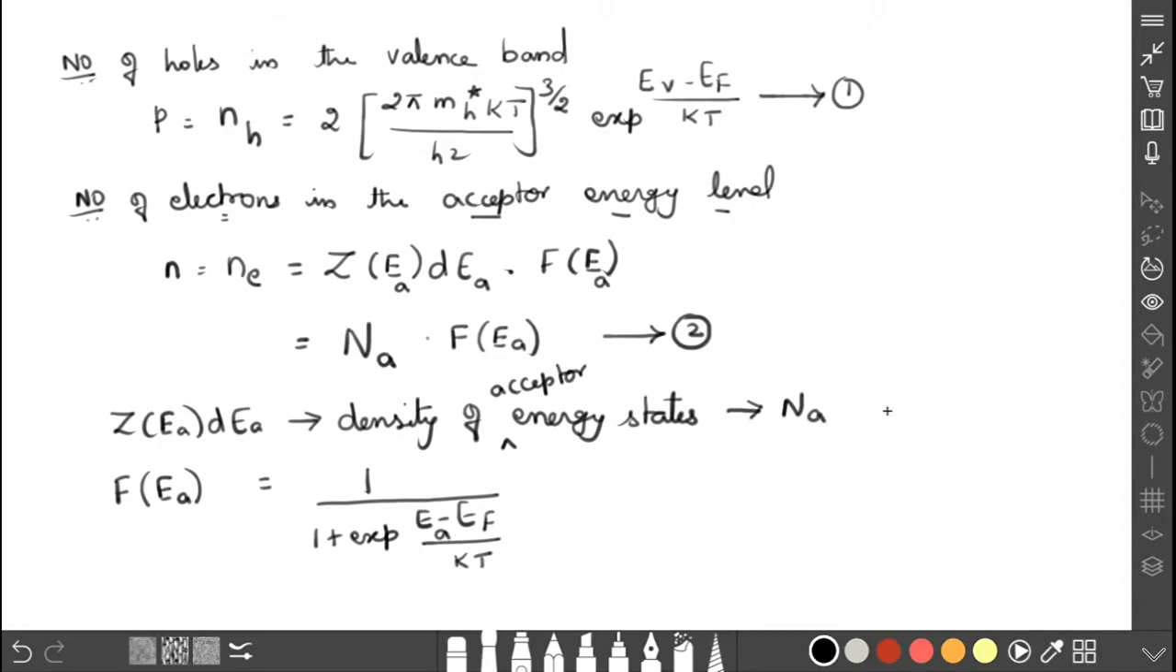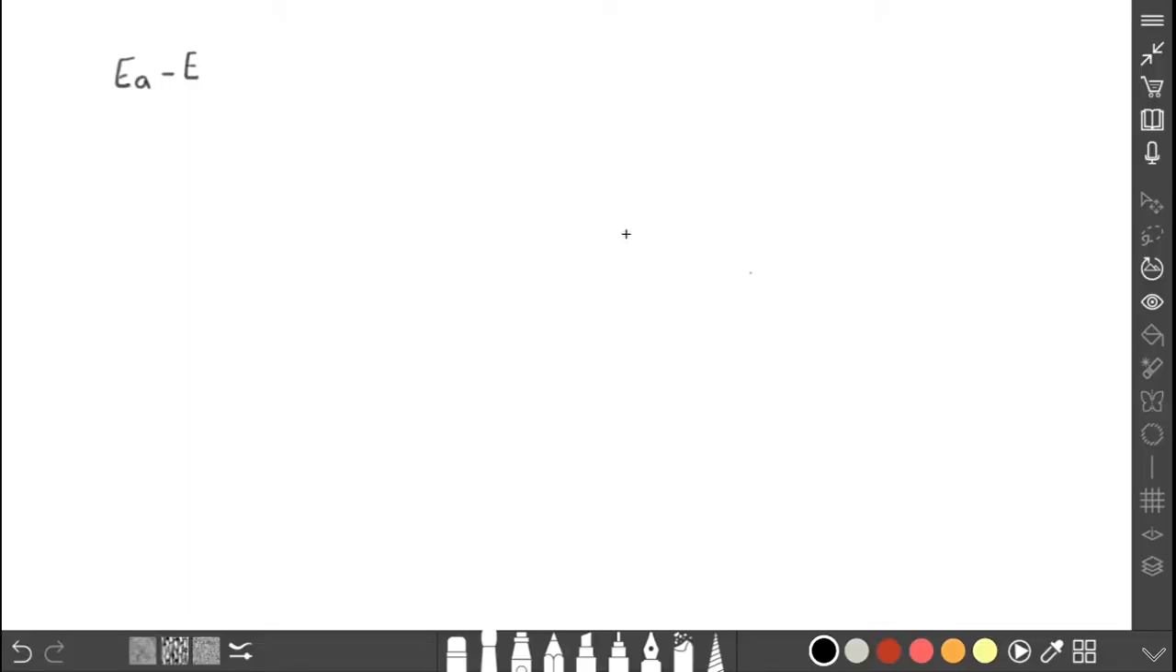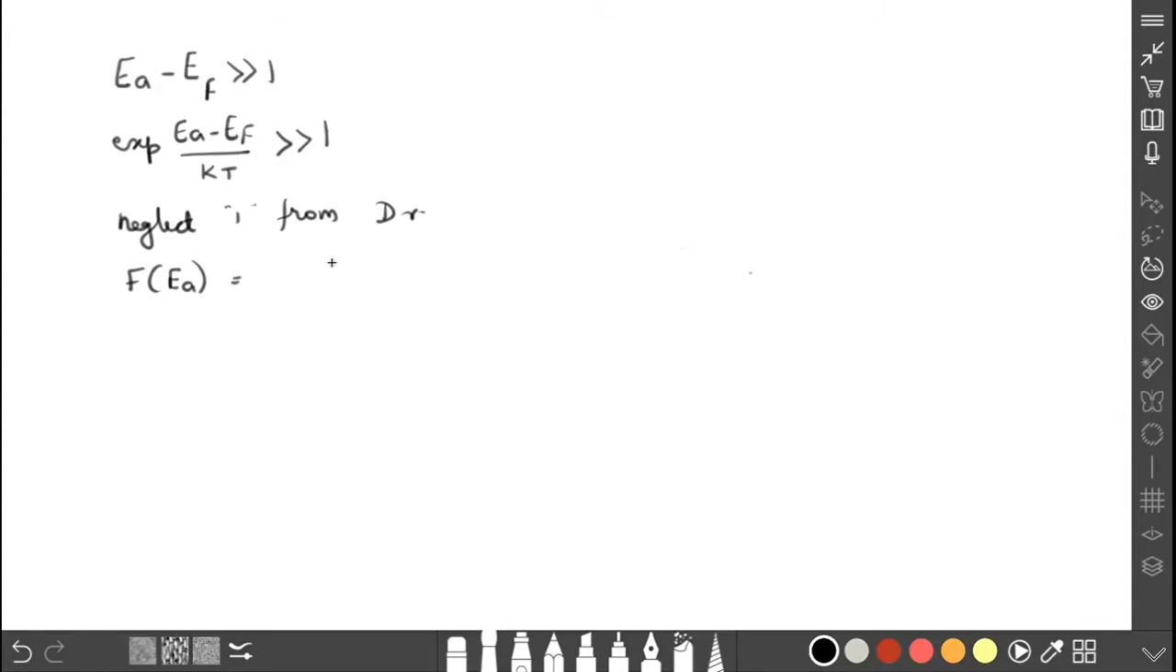Now you see in this diagram, EA is here. Actually this is EV, the valency band. EA is here. After that only EF will be, in between these two only EF will be there. So EA minus EF is a positive quantity, very much greater than 1. So exponential of EA minus EF divided by KT is also very much greater than 1. That is the reason I am going to neglect 1 from the denominator. So F of EA is equal to 1 divided by exponential of EA minus EF divided by KT. This is equation number 3.